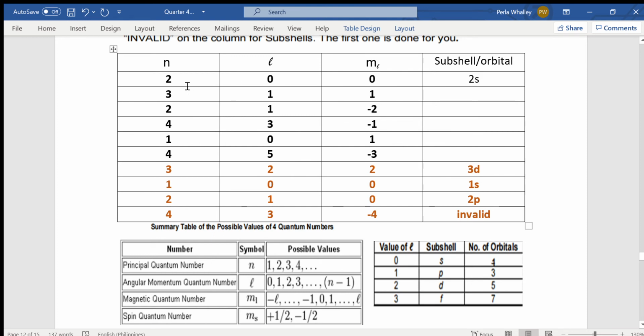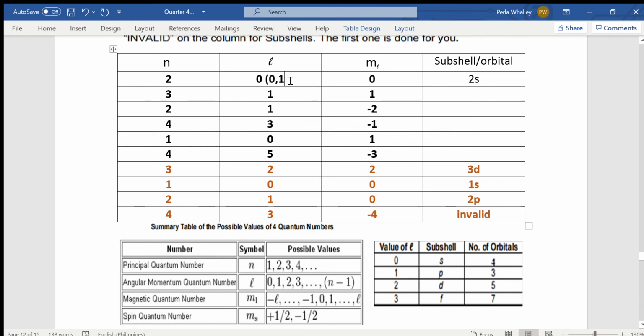If n is 2, then the value of L will be 0, and then 1, because the ending of the L would be n minus 1. Okay, the ending of the L would be n minus 1. So 2 minus 1 is 1.